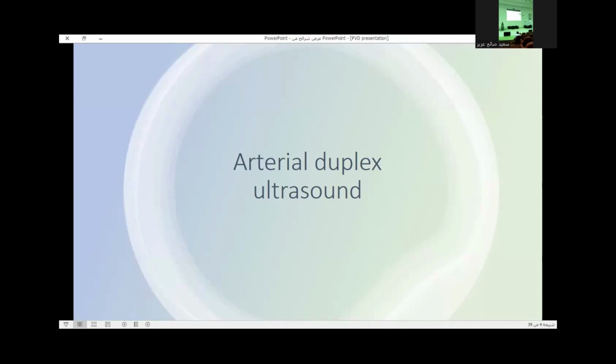So I will go more into arterial duplex ultrasound, since it is the most informative tool for evaluation of peripheral artery disease.